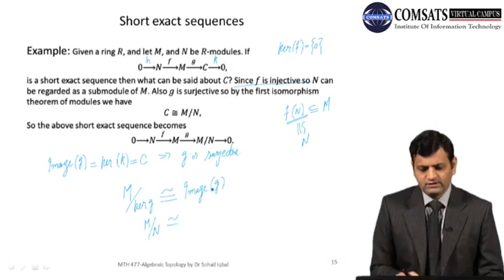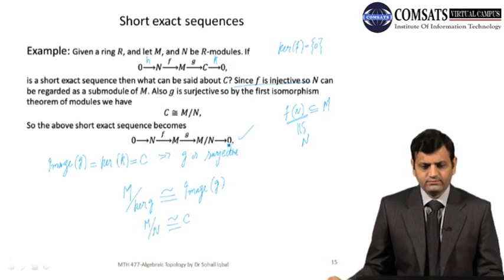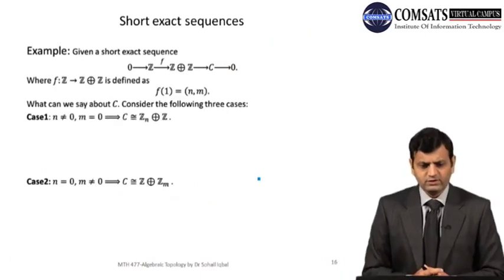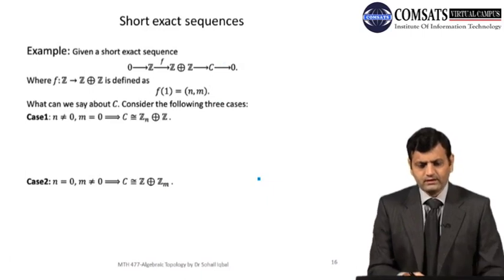Now what is the image of g? g is surjective, so it is C. So M quotient N is isomorphic to C. In other words, the above short exact sequence becomes N goes to M, goes to M quotient N. Now consider another interesting example of a short exact sequence.